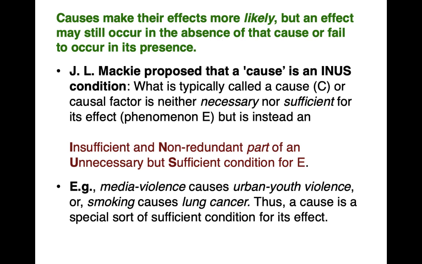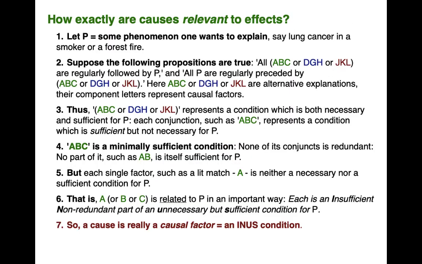You want to describe what it took to make an event happen. But it turns out there are alternative explanations and multiple causal factors. For example, media violence causes urban youth violence, or smoking causes lung cancer. Smoking doesn't always cause lung cancer, and lung cancer is not only caused by smoking. Thus, a cause is a special sort of sufficient condition for its effect. So how exactly are causes relevant to effects?